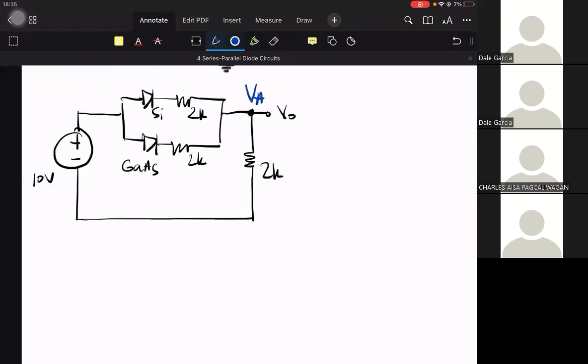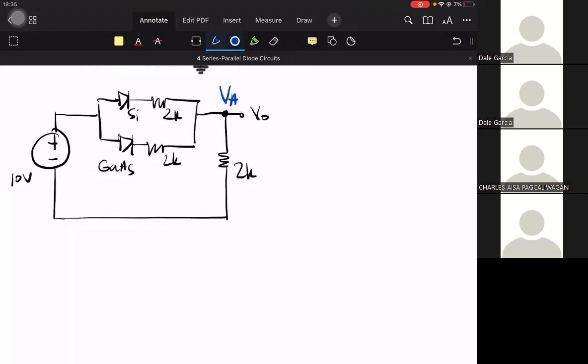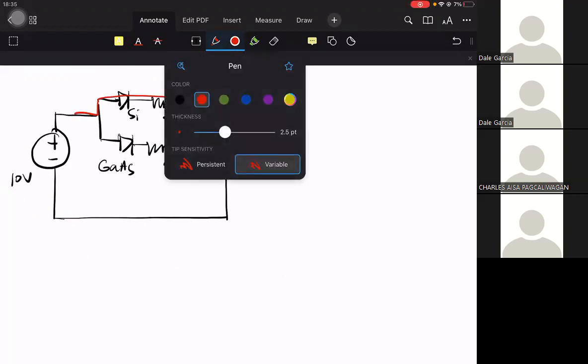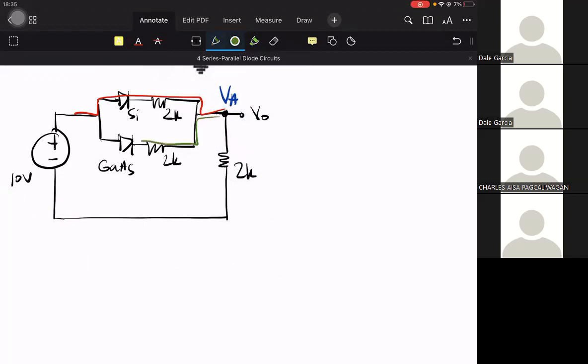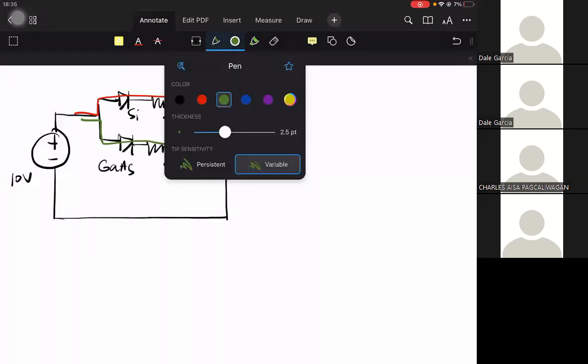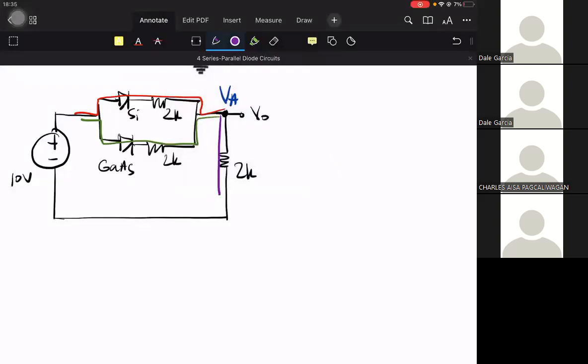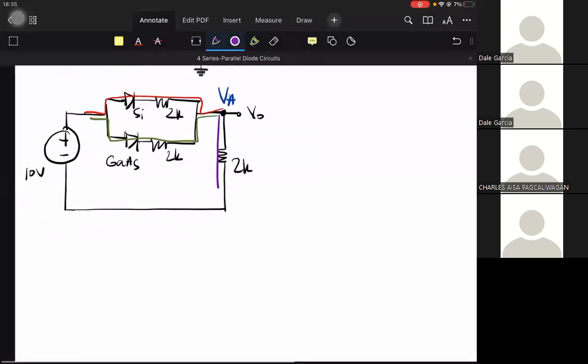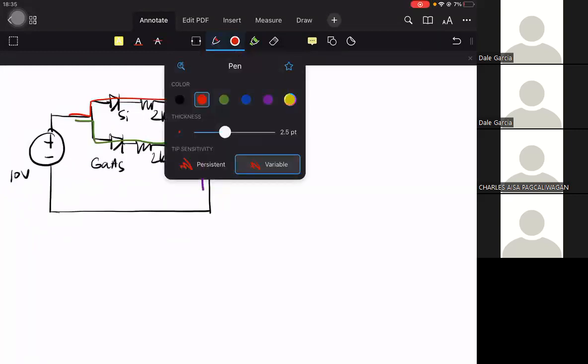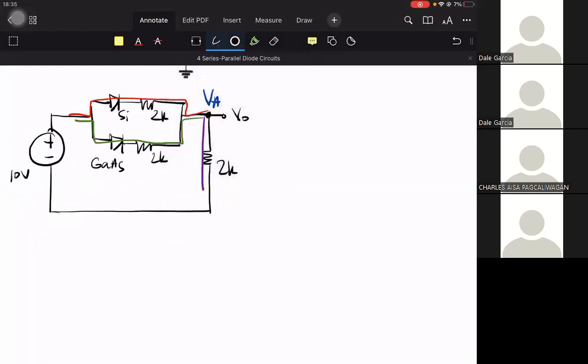So using nodal, meron natay tulo ka branch, no? Isa kana, another one here, another one there. So ang nodal equation sa red na part is this. VA minus 10, 0.7. Ito ba? Minus o plus?